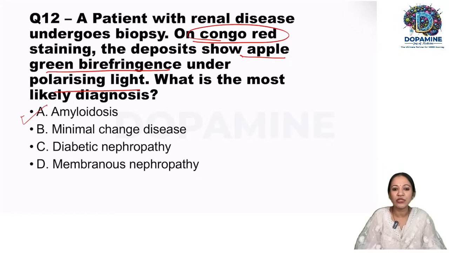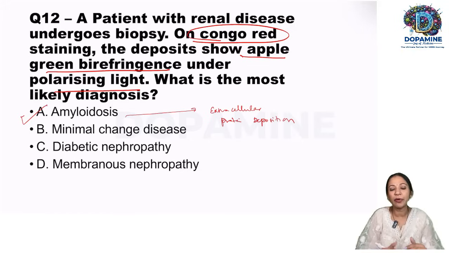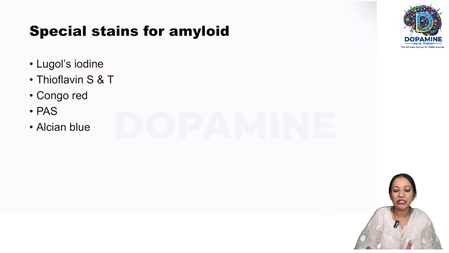So what are the stains used in amyloid? You know that amyloid means what? It is actually an extracellular protein deposition. So that is amyloidosis, and the causes can be either primary or secondary. Depending on the organ involved, it can be systemic or localized amyloidosis. What are the special stains we use in amyloidosis? Remember, Lugol's iodine. Lugol's iodine is used to detect amyloid in gross specimens. Whenever we receive the specimen, if we paint Lugol's iodine and it takes a yellow color, probably we are dealing with amyloid. You can have a clinical suspicion.